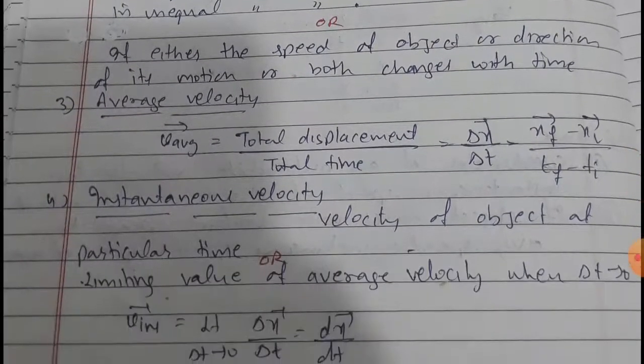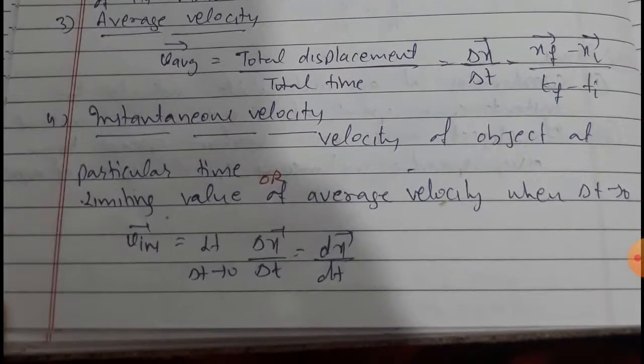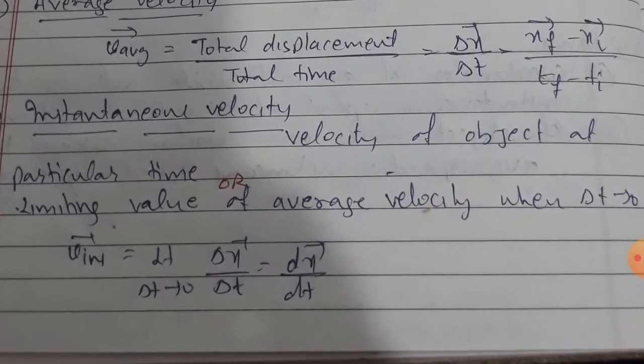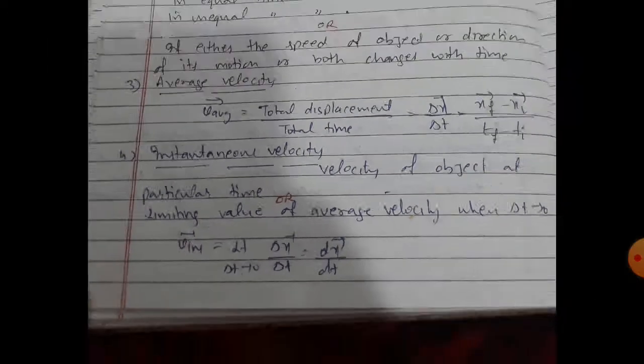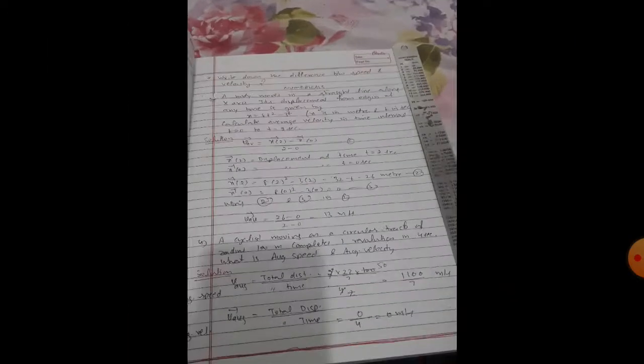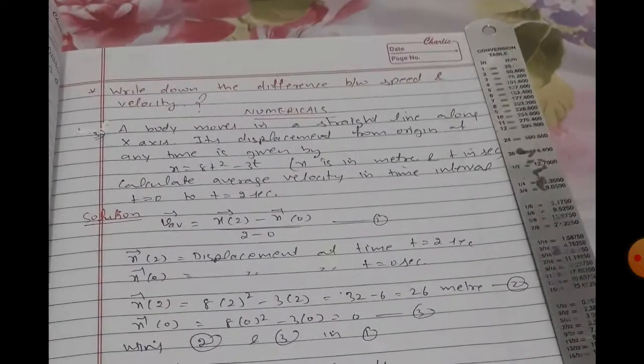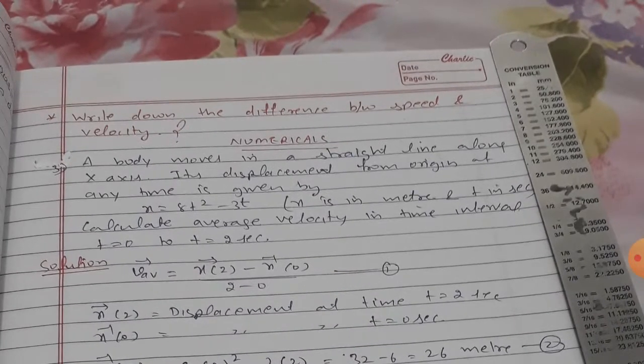Next one is instantaneous velocity. It is the velocity of an object at a particular time, or the limiting value of average velocity when delta t approaches 0. Simply, you have to put the arrow over delta x as well as dx. Next, on the given concept, you can differentiate between speed and velocity. So write down in your notebook the difference between speed and velocity.